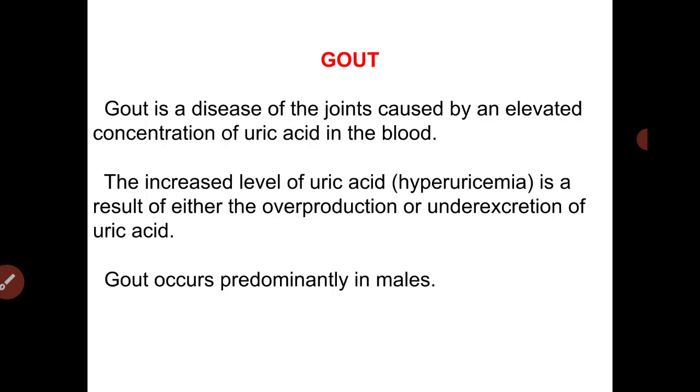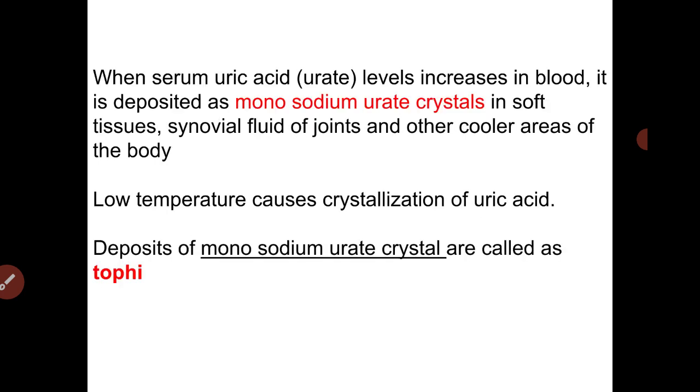What is gout? Gout is a disease which is characterized by elevated levels of uric acid in blood. The increased levels of uric acid in blood is either due to increased production or decreased excretion. Gout occurs predominantly in males. When the serum level of uric acid is increased, the uric acid gets deposited in the soft tissues, in the synovial fluids of the joints, and in the cooler areas of the body. Temperature affects the deposition of uric acid because lower temperature causes crystallization of uric acid.